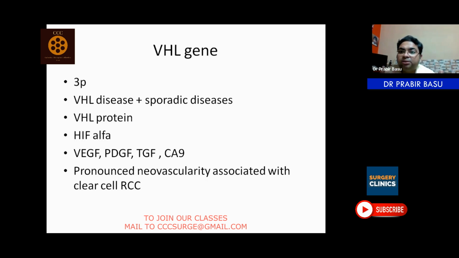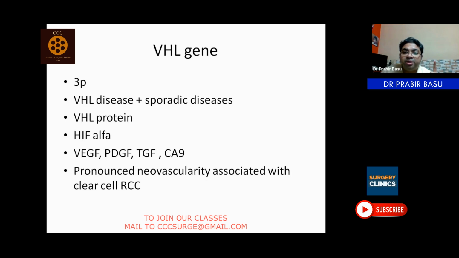hypoxia inducible factor. Now, if there is a mutation on 3p, this can occur in familial disease 10% and also in sporadic cases. This is the chromosome number you need to understand and keep in your mind. 3p, done. If the wild VHL protein does not act, there will be upregulation of HIF-alpha, and this will produce excess production of vascular endothelial growth factor, VEGF. This will cause pronounced neovascularity associated with clear cell carcinoma.